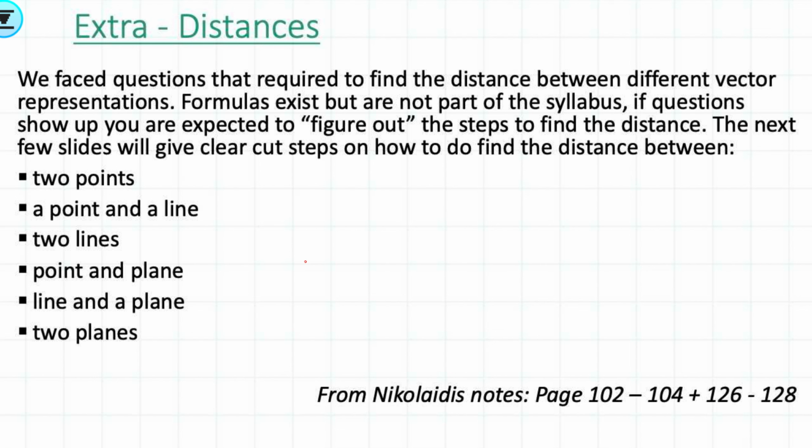This last part of vectors doesn't have a clear section in the book, but a couple of repetitive questions showed up, and these questions show up in past papers as well. It's when they ask you to find the distance between two different vector representations. So it could be between 2 points, a point and a line, two lines, a point and a plane, a line and a plane, and then two planes.